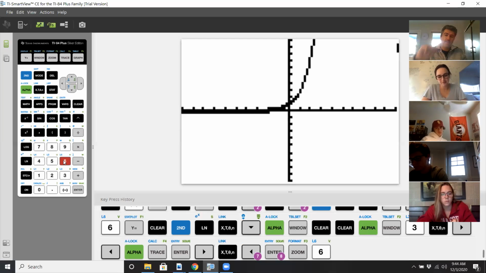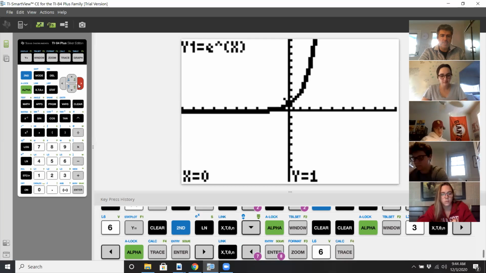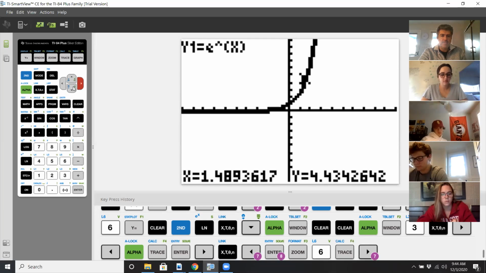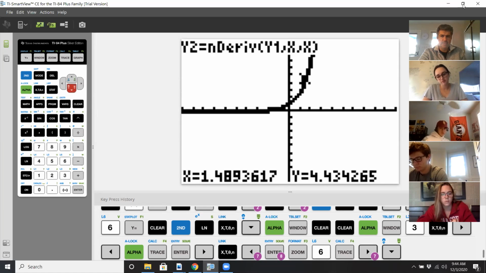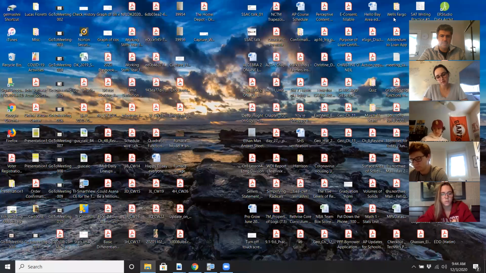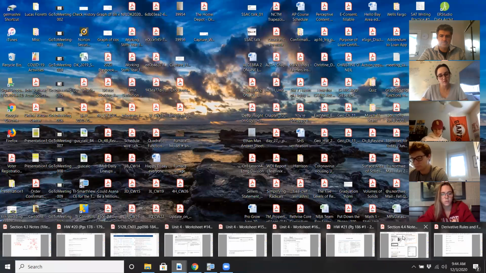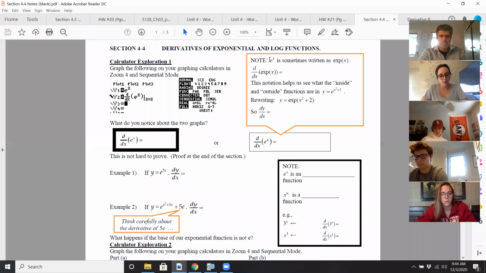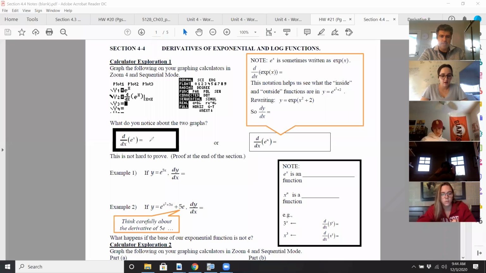You have e to the x and you have that. And if you hit the trace button, we see that the derivative of e to the x is itself. That's weird. It's itself. So the derivative of e to the x is itself.